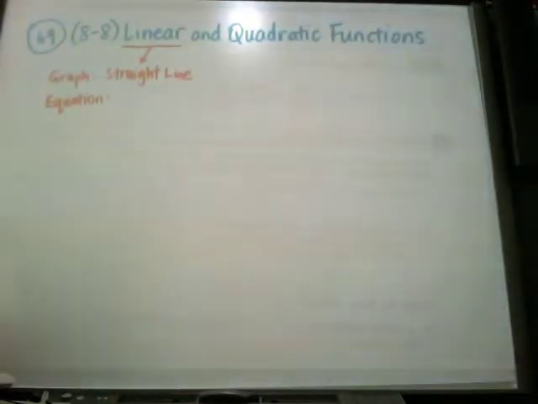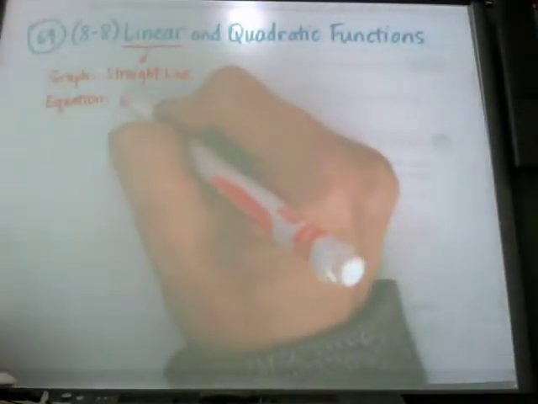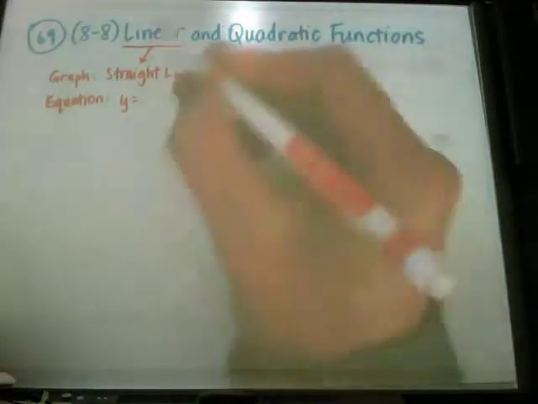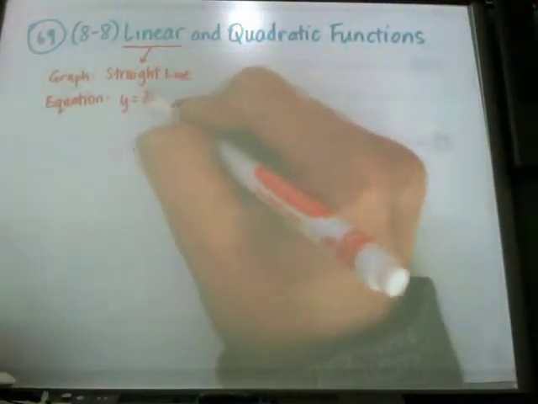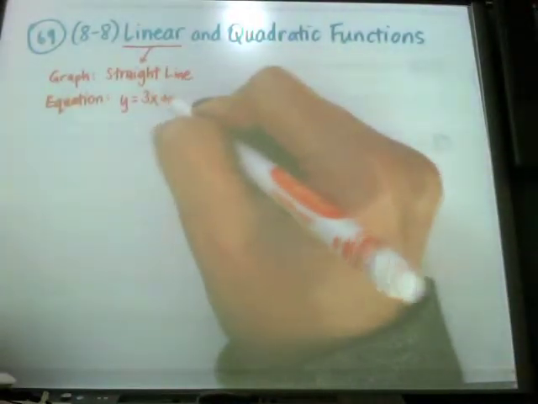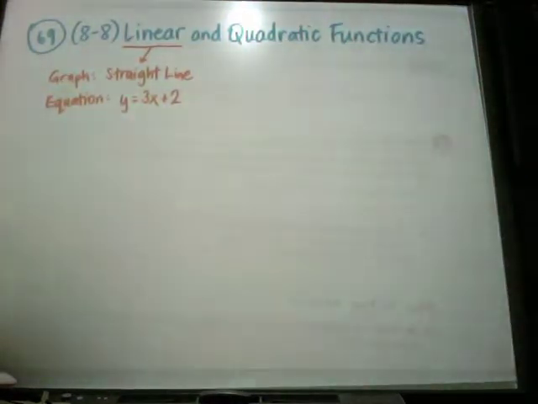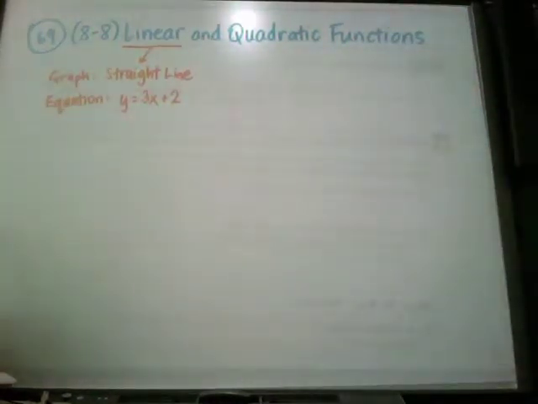And the equation might look something like this. I'm going to put one that's in slope-intercept form. They don't have to always be in this form, but it's an example. Notice there's no exponents. We have a y and an x. And those are the kinds of ones that we have been working on the most.